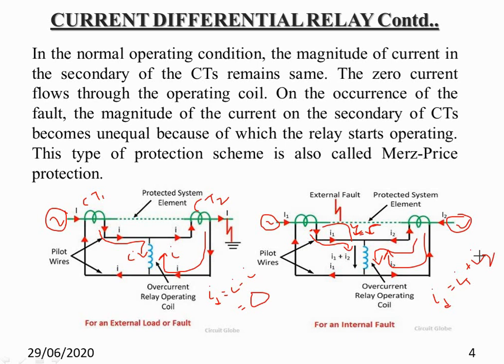Now for an internal fault, as well as a fault occurring within the protection zone, suppose the supply is connected at a single end, that is the left-hand side. If you try it by yourself, you can easily find out how this type of relay is working. You can do this one by yourself also.